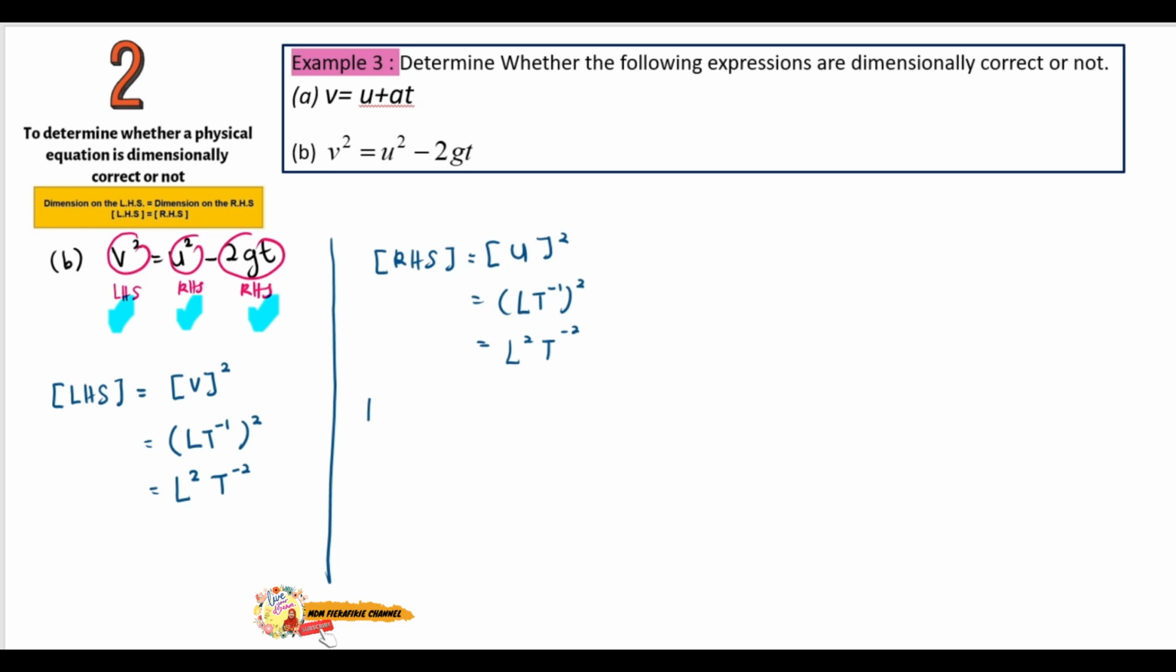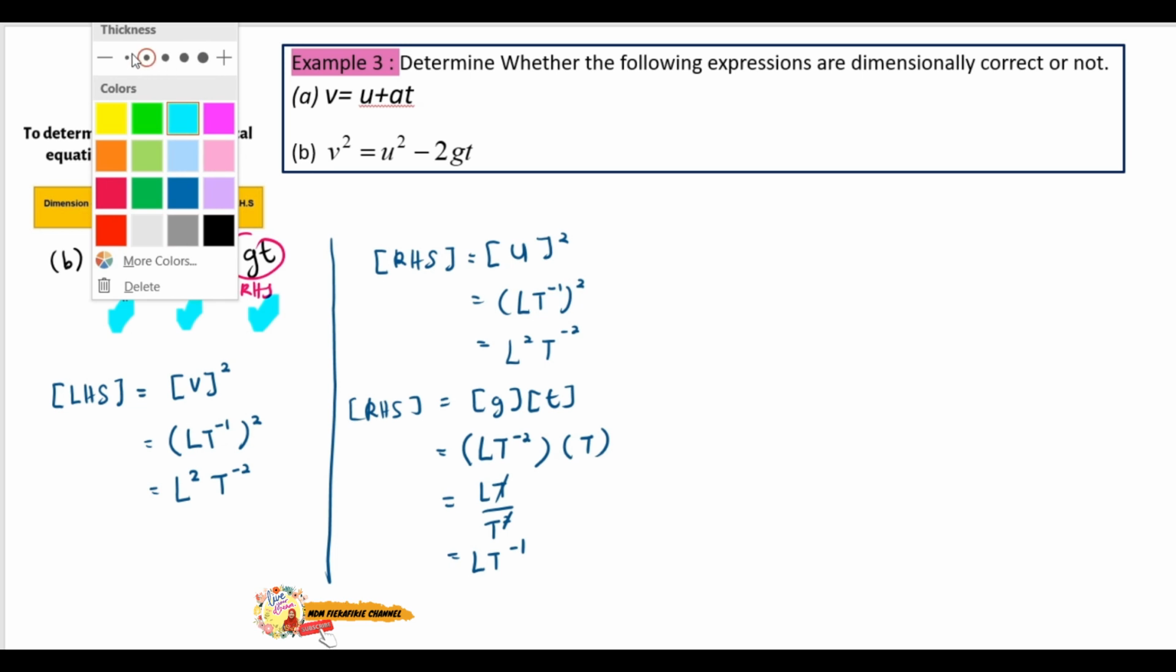And how about the second right hand side term? We have one more, which is 2GT. When we find the dimension, any constant you do not need to include in the dimension. So I only put the dimension of G times the dimension of T. G is the gravitational acceleration, and the dimension is LT negative 2. And this is time, and the dimension is T. This is a multiplication operation, not addition. So we can solve it. It is equal to LT over T squared, so you can cancel, and you will get the dimension LT negative 1.